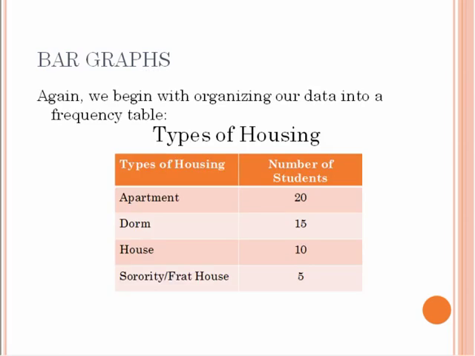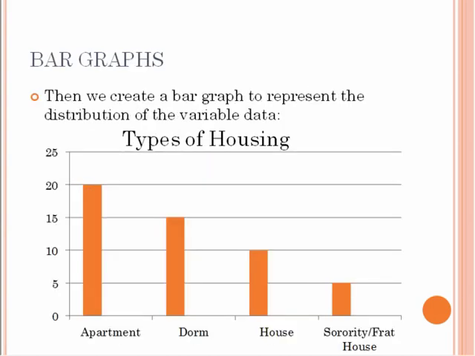So here's the table we gave once again. If we were to arrange this in a bar graph, what would the height of the apartment category be? That's right, it would be 20. What would the height of the dorm be? 15. And the house and the sorority and fraternity. So you can imagine what the bar graph would look like given the heights of each of those categories. It'll look something like that. There's your 20 for the apartment, 15 for the dorm, 10 for the house, and 5 for the sorority.